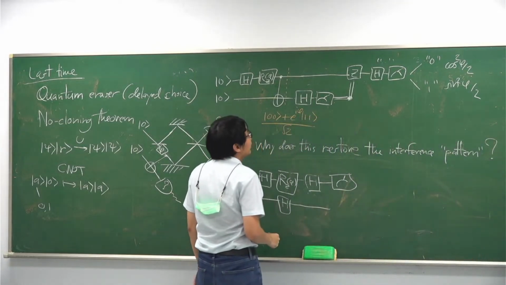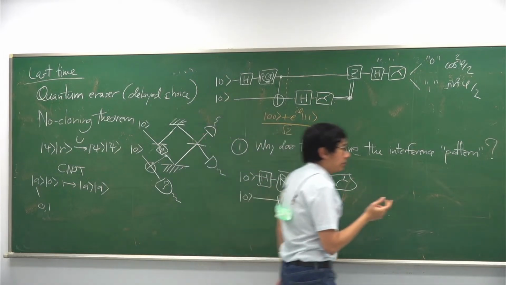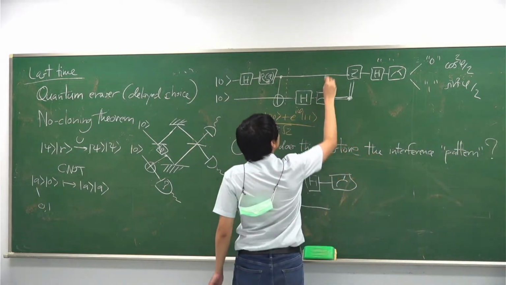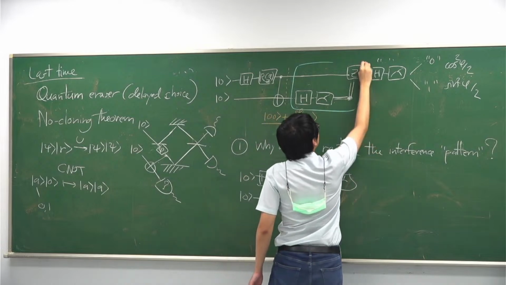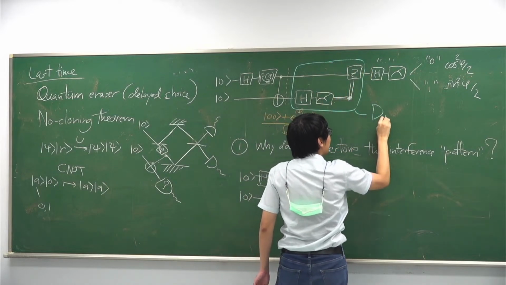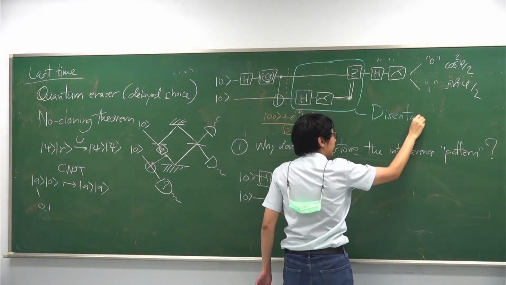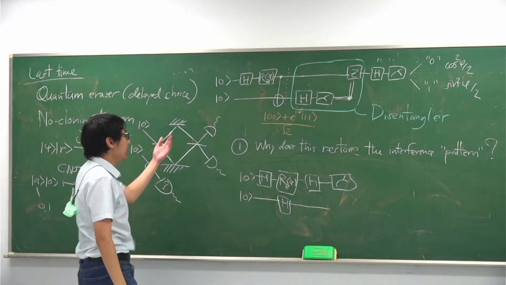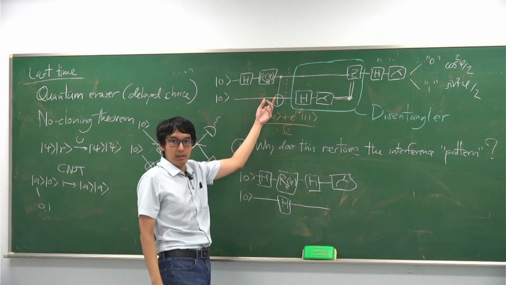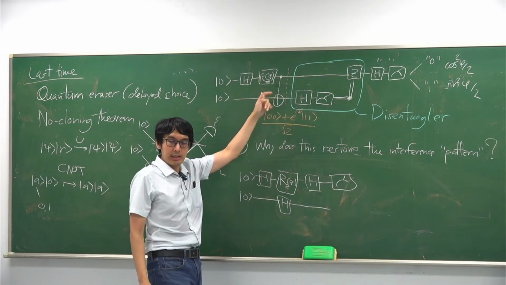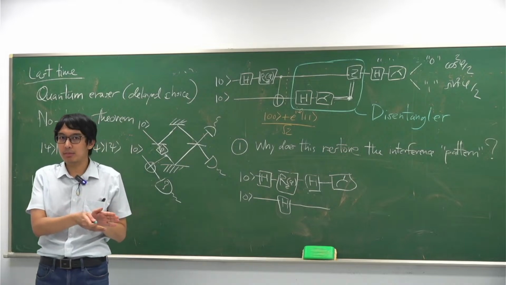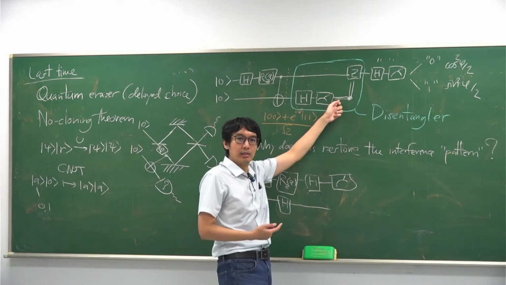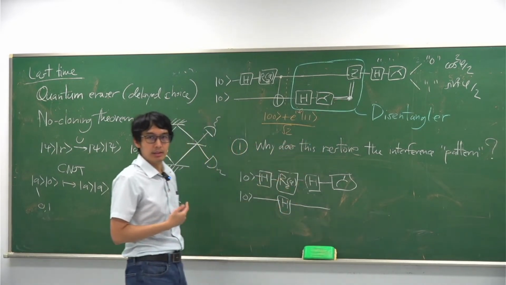So maybe I can say that basically this part acts as a disentangler. So basically this CNOT gate here entangles the two qubits and spreads the information from the first qubit to the second qubit. And doing this precisely inverts the entanglement that we did.